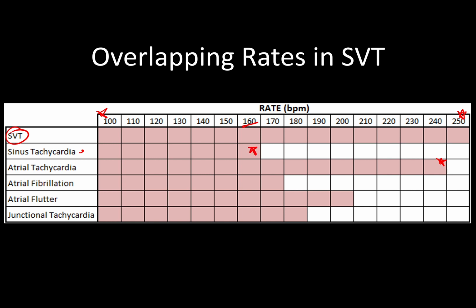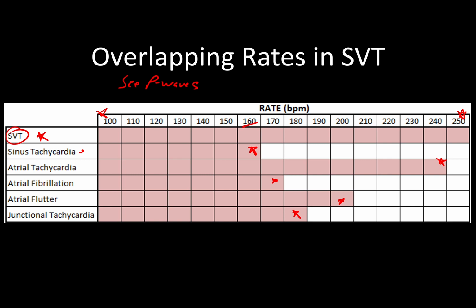AFib usually likes to stop in the 170s. A flutter may go all the way up to 200s. Junctional tach maybe around 180. And so as long as you can see the P waves, you can tell all of these apart. However, if they're going so fast that you cannot see a P wave in any way, shape, or form, all of a sudden you're stuck with SVT.